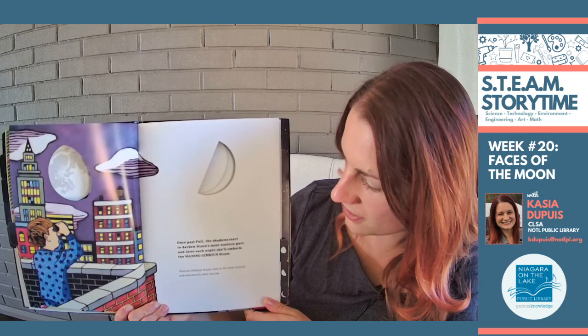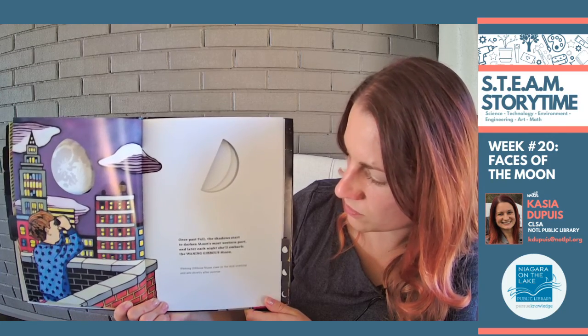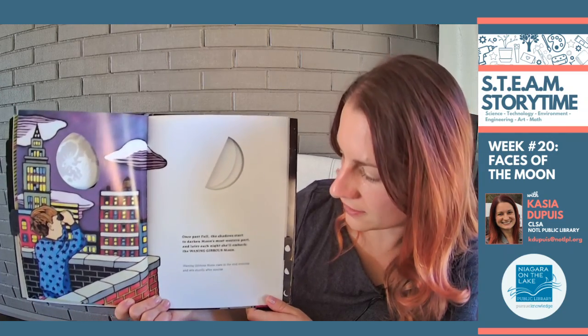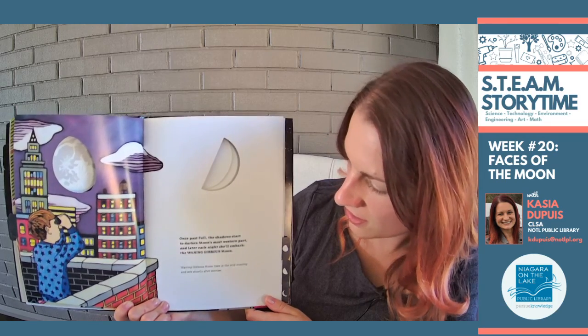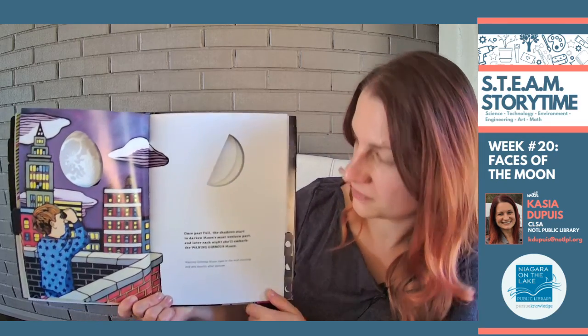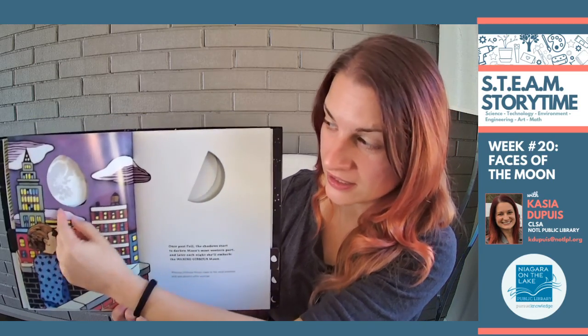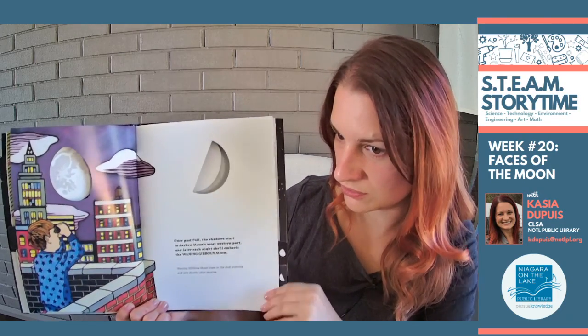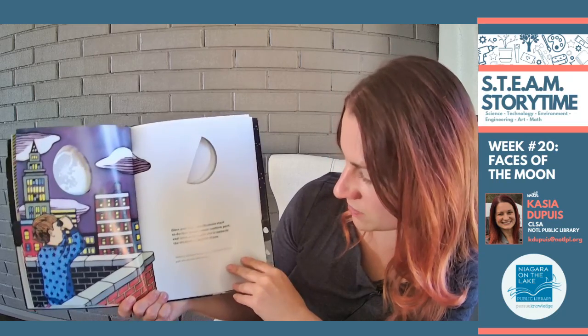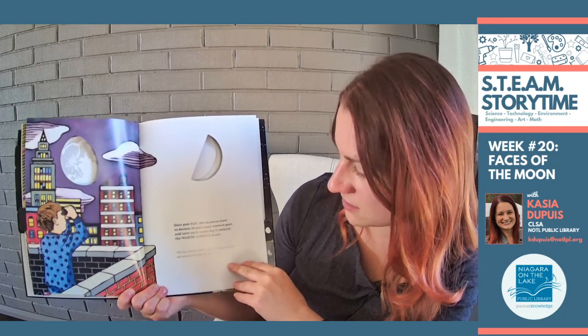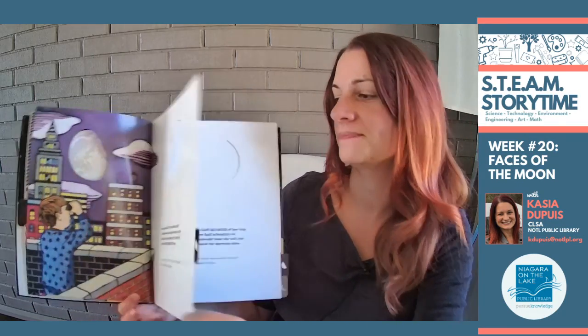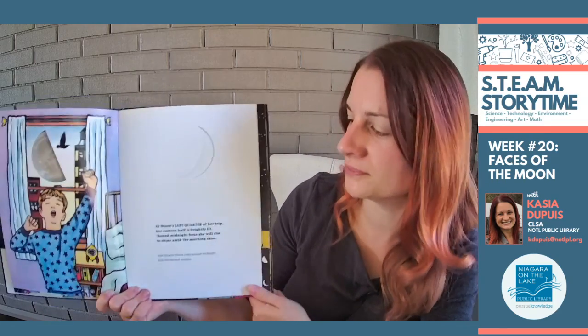Once past full, the shadows start to darken moon's most western part. And later each night she'll embark the waning gibbous moon. So it's bigger, but it's getting smaller. So it's called a gibbous. So it's closer to being full, but it's getting smaller. So it's called a waning gibbous moon. Really cool. Waning gibbous moon rises in the mid-evening and sets shortly after sunrise. So it's out a little bit less than the full moon.